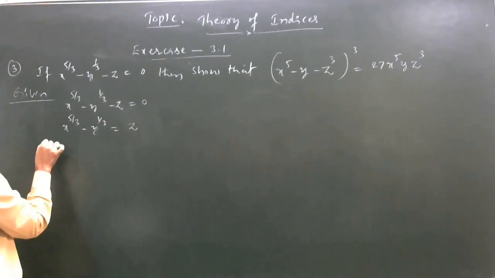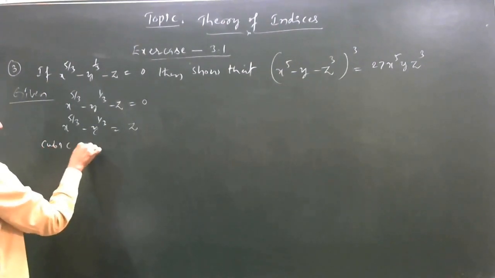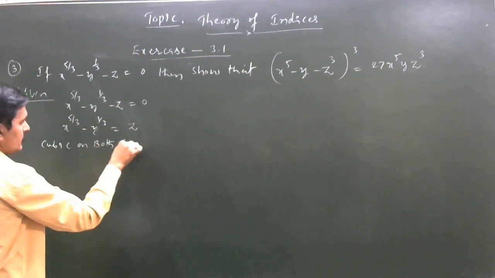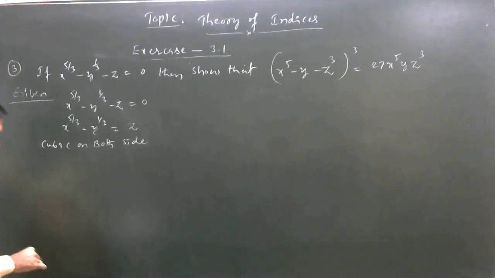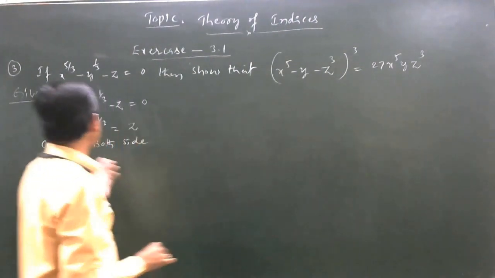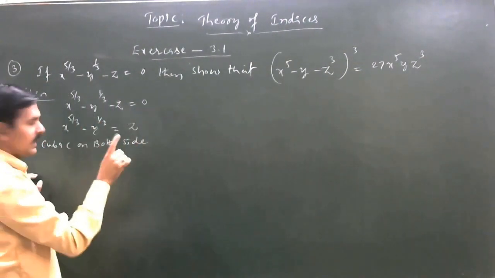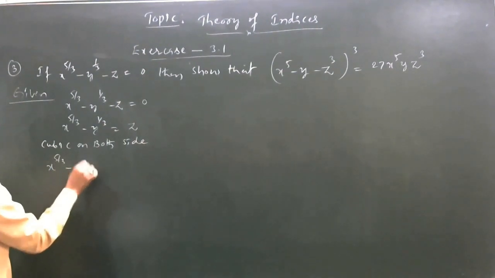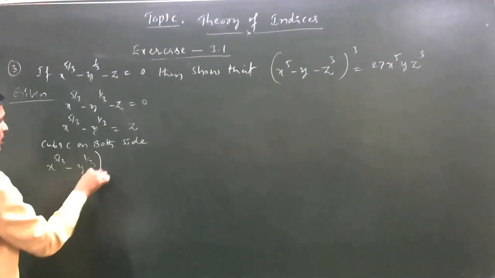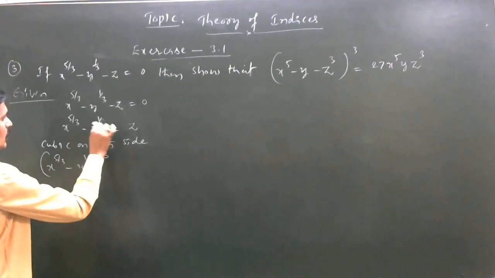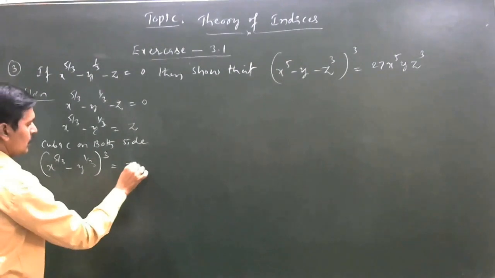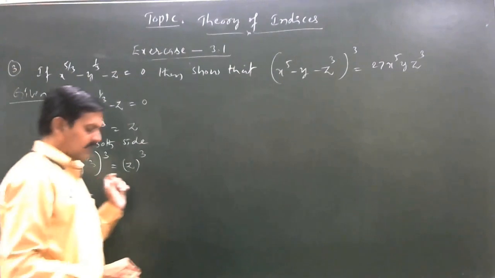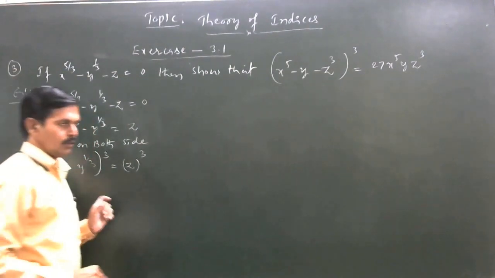Here, cube on both sides. In the above equation the power on both sides is 3. X power 5 by 3 minus y power 1 by 3 whole to the power of 3 is equal to z power 3. Here it is in the form of a minus b whole cube.